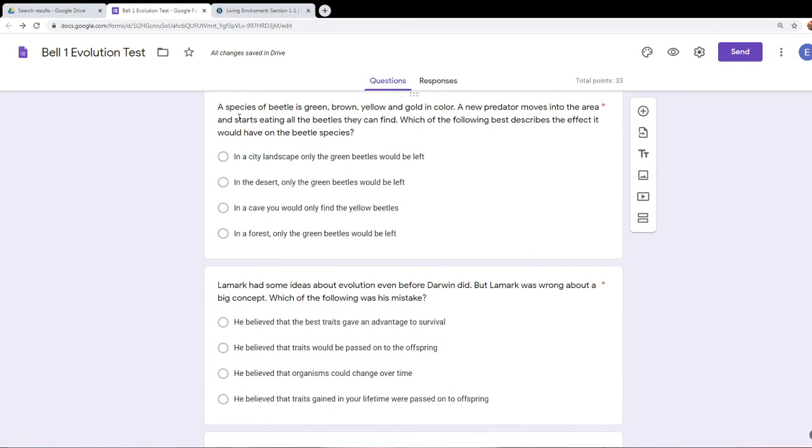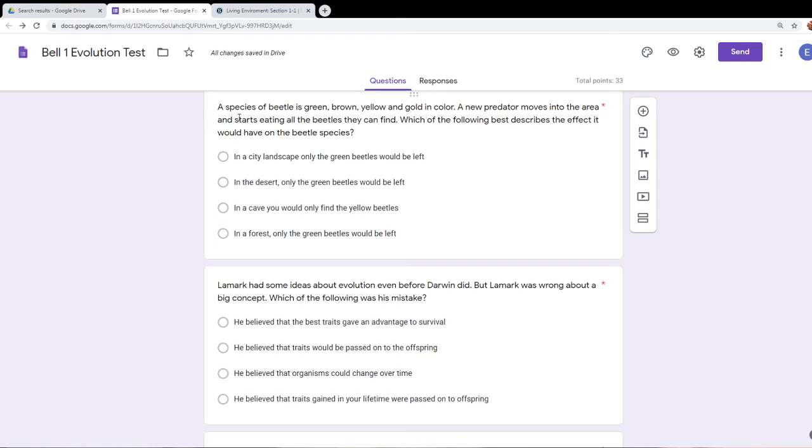A species of beetle is green, brown, yellow, and gold, four different colors. A new predator moves in the area and starts eating all the beetles they can find. Which of the following best describes the effect it would have on the beetle species? So they start green, brown, yellow, and gold. Predator shows up, starts eating any of them that he can catch. Which one of these would be true?